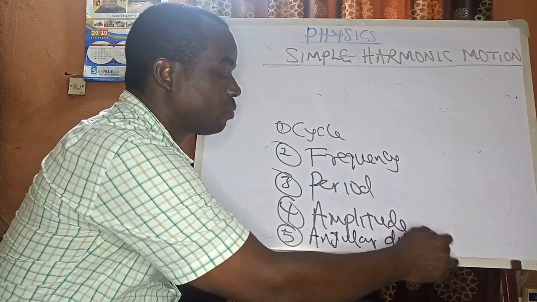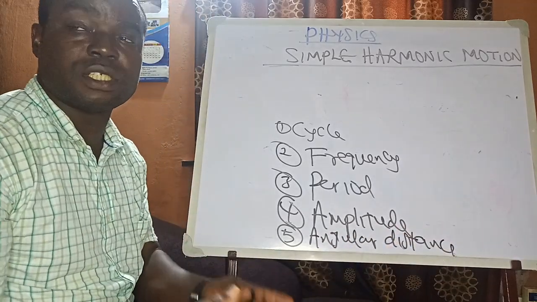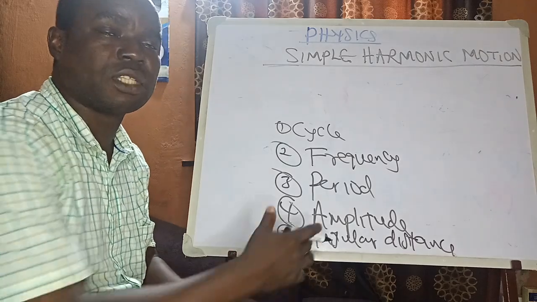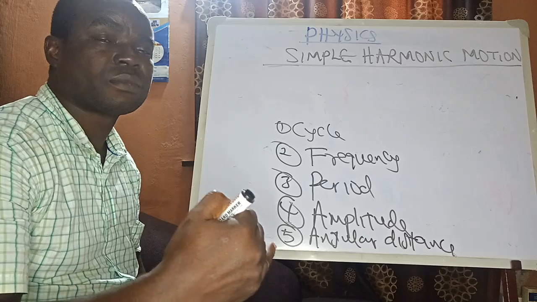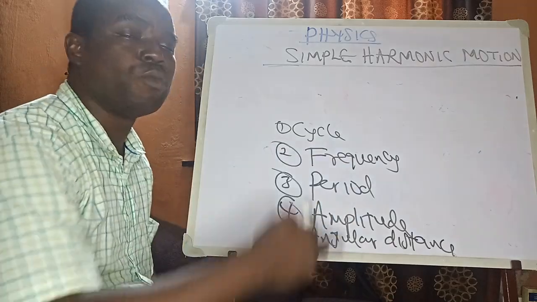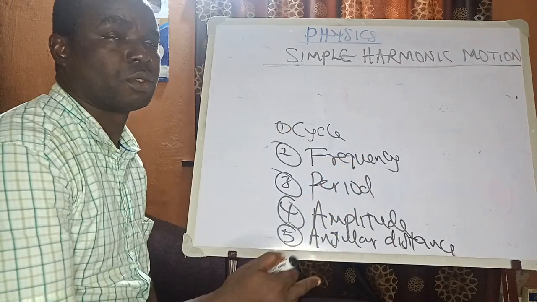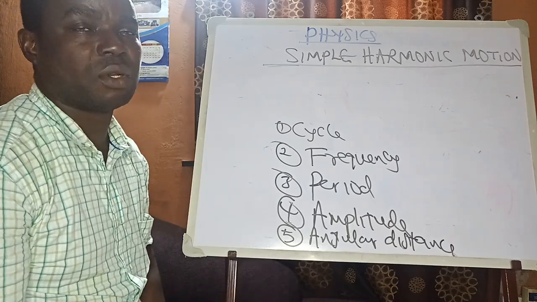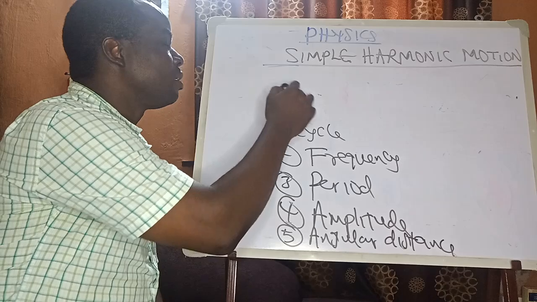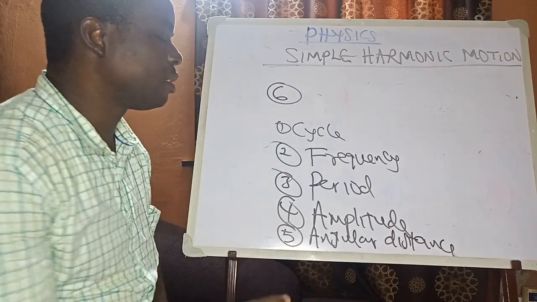Angular distance. You can jot it down. I just want to quickly take a rundown of the whole thing. Angular distance is the angle turned through by a body performing simple harmonic motion. Okay, so jot it down and then you can read on it. Then number 6. What's our number 6?